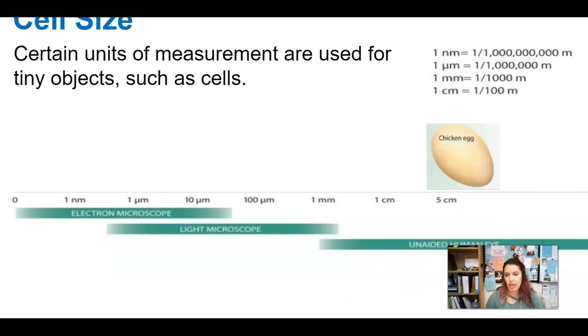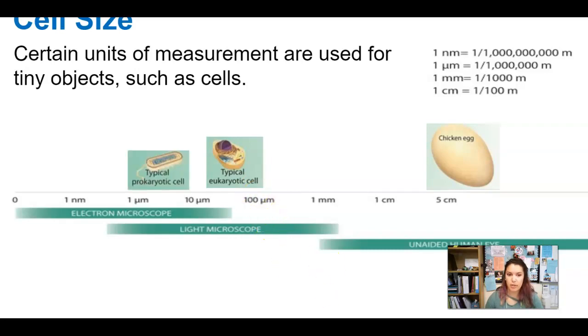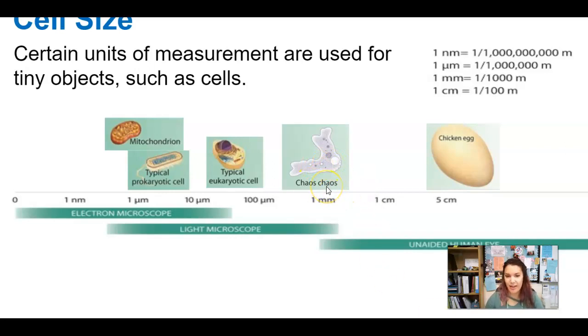A chicken egg, we usually use centimeters to measure that. A typical eukaryotic cell would be in that range there, 100 micrometers. Prokaryotic cells get even smaller, so like 1 micrometer. Then a mitochondrion, and this is an amoeba called chaos, which is typically about 1 millimeter.